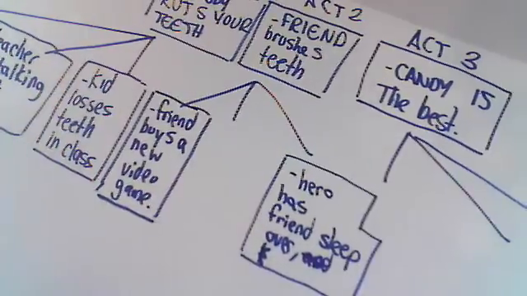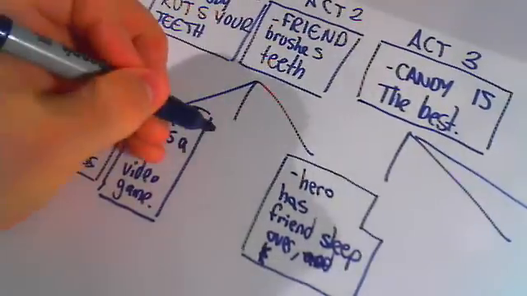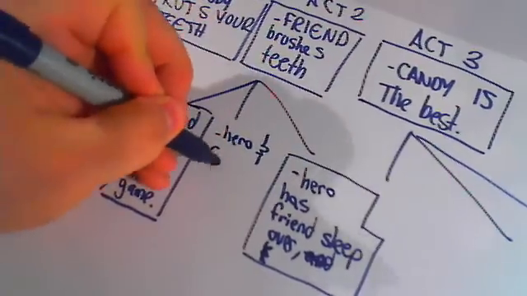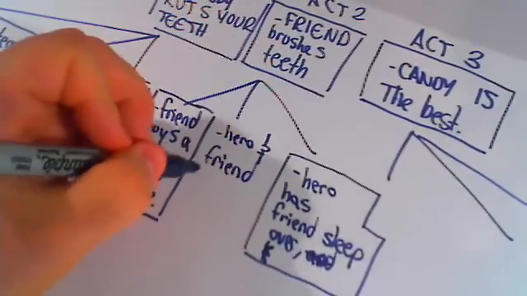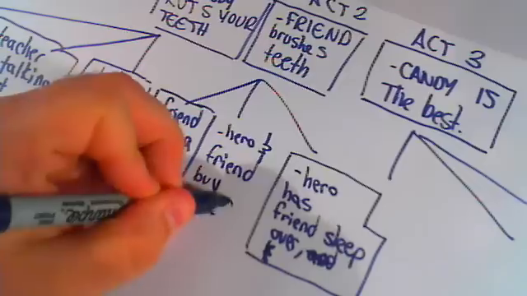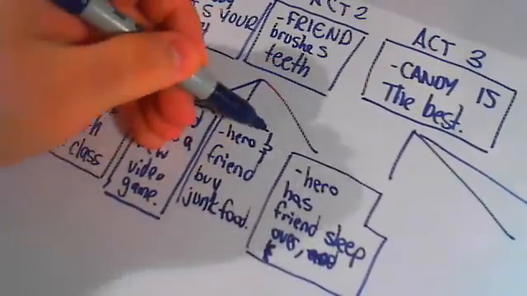Now what's the transition between a friend buys a new video game and a hero has a friend sleepover? It's probably pretty obvious. Hero and friend buy junk food. Or in this case, candy. Okay, they buy junk food.